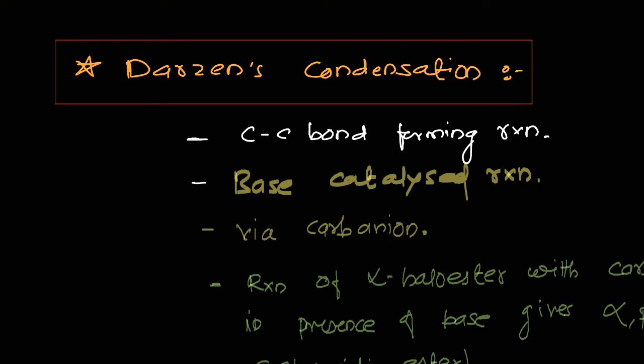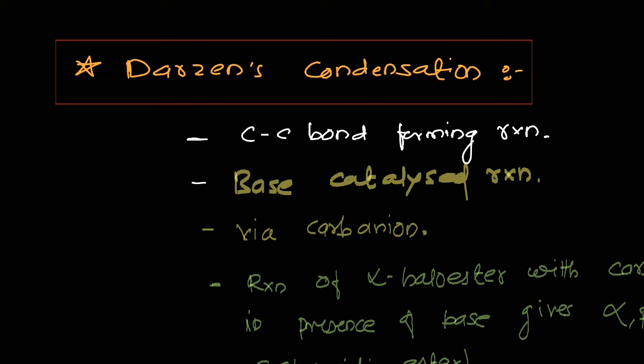This reaction is a base catalyzed reaction, that is the important point. One can say the important species in this reaction is the base. That's why this reaction proceeds via a carbanion as an intermediate.